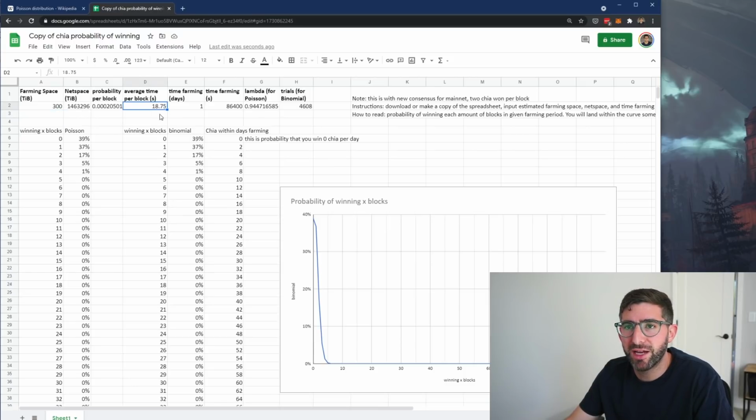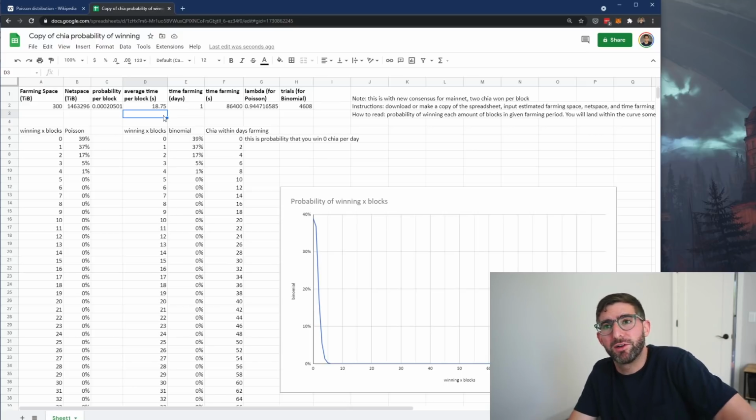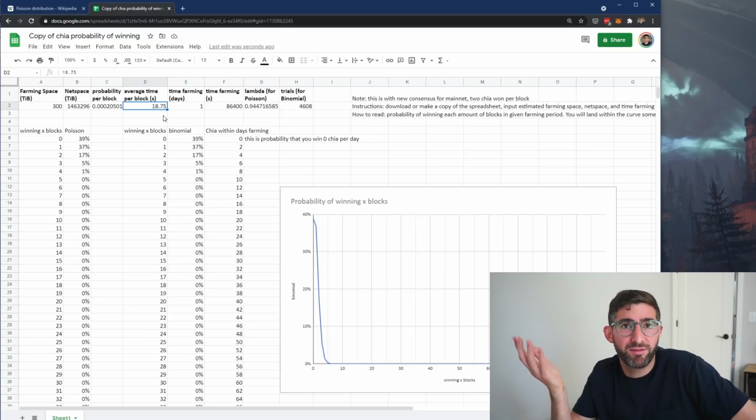Okay, so the average time per block. If you look at the new consensus document, you'll get the math behind this. There are blocks, subslots, and infusion points, all this stuff in the new consensus. But basically, it averages out to, I think, 32 blocks in each subslot, and each subslot is 10 minutes. I think that's the terminology, sorry. So 18.75 seconds is the average time per block.